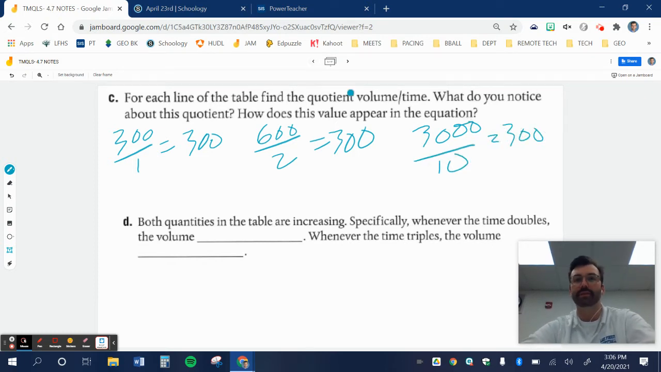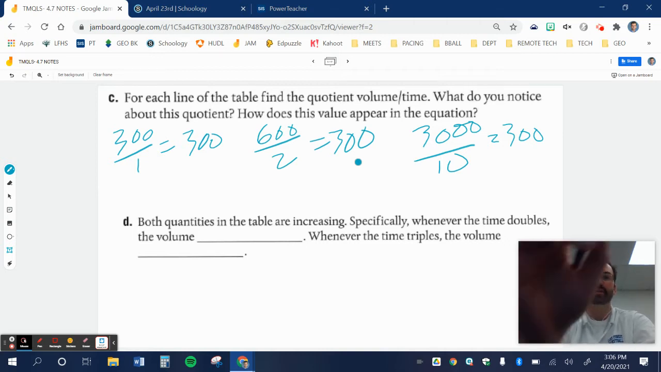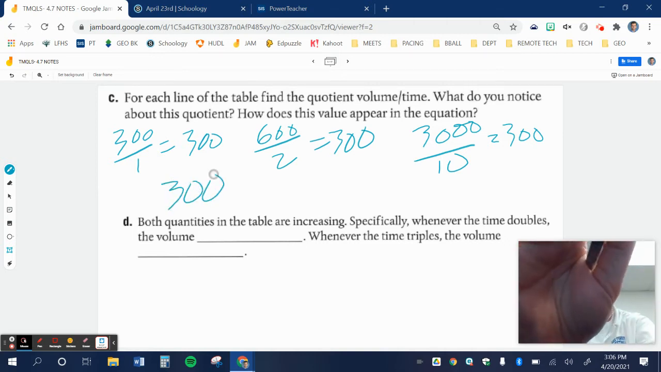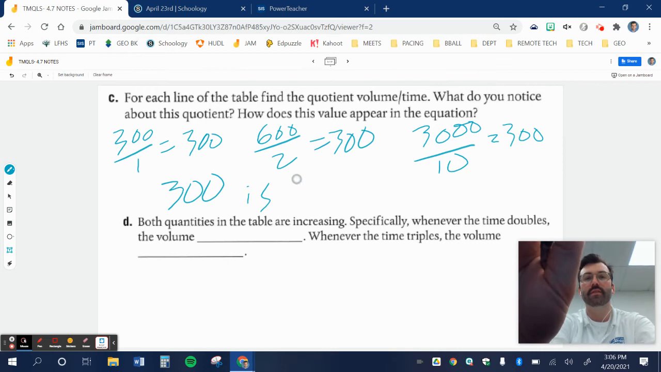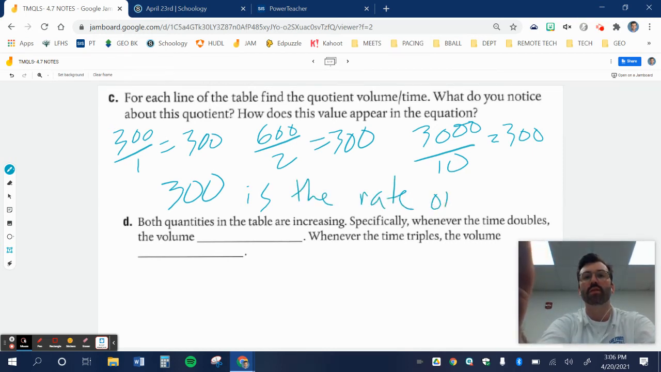What do you notice about this quotient? It's 300 every single time. Where does it appear? 300 is the slope. Is it the rate or the slope? Both quantities in the table are increasing.